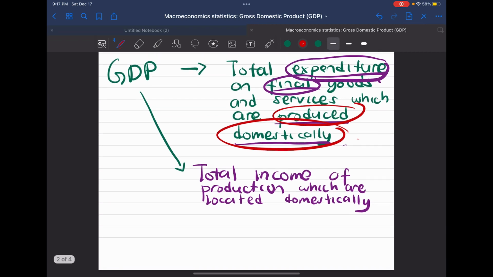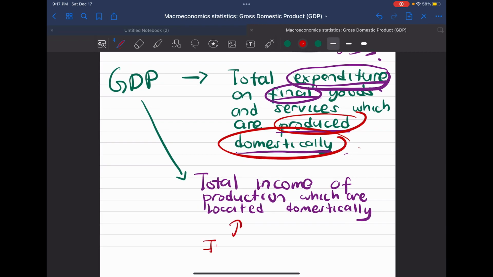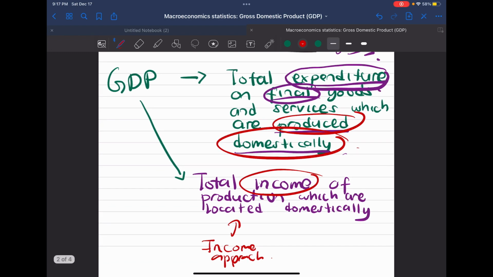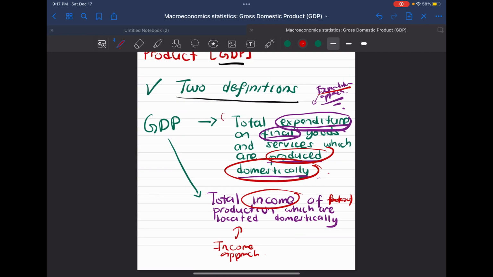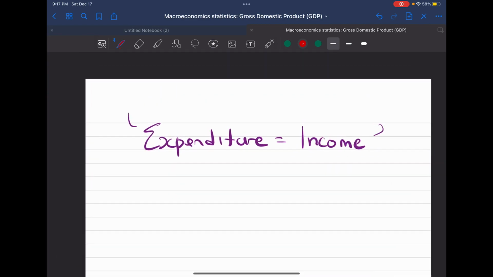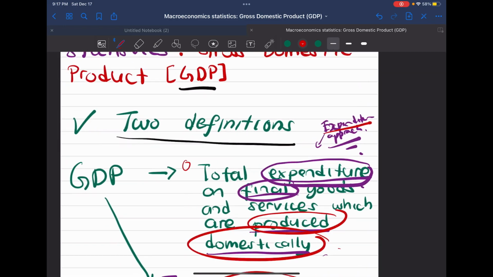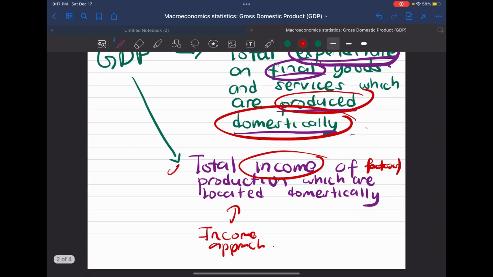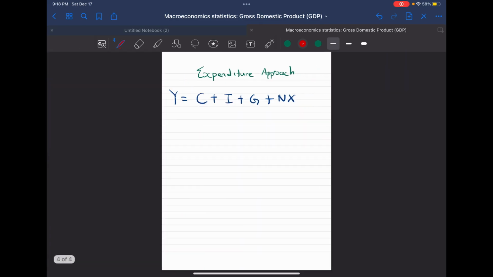And the second definition is what you call the income approach. The income approach states that GDP is the total income of the population, which are the factors of production which are located domestically. So these are two definitions, right? But actually they mean the same thing, because here in the first definition it's the expenditure approach and here it's the income approach.